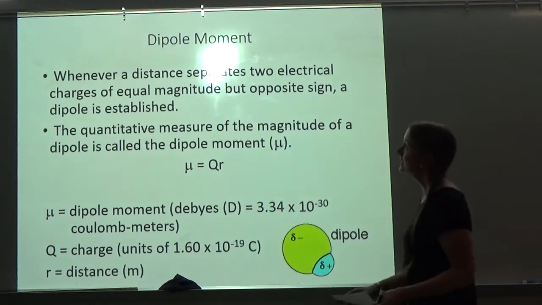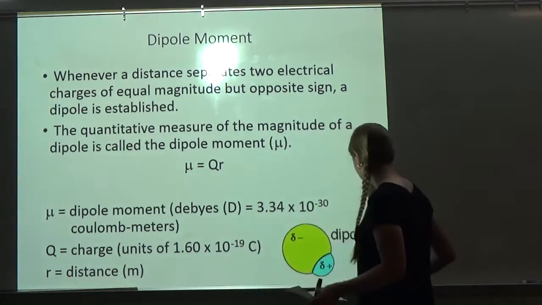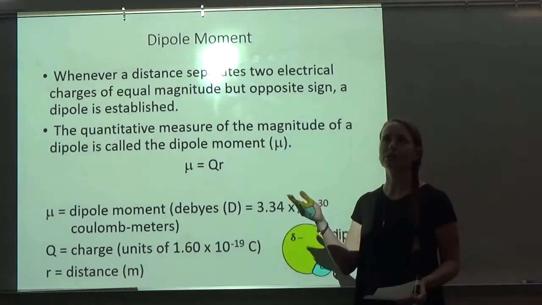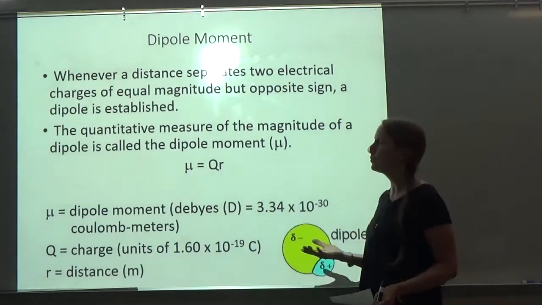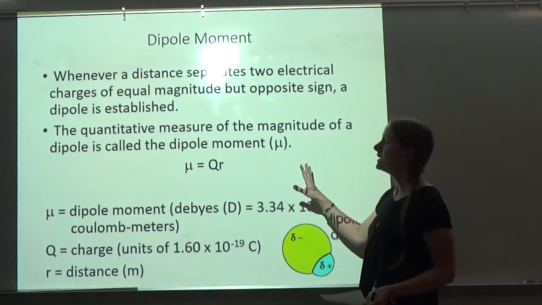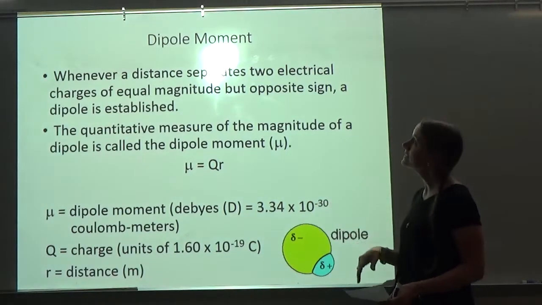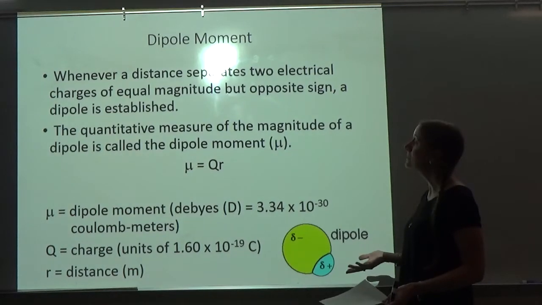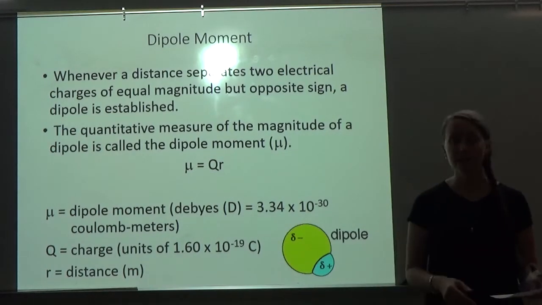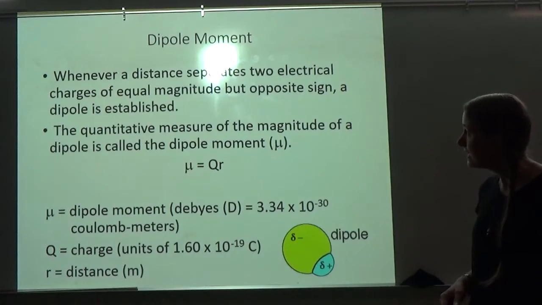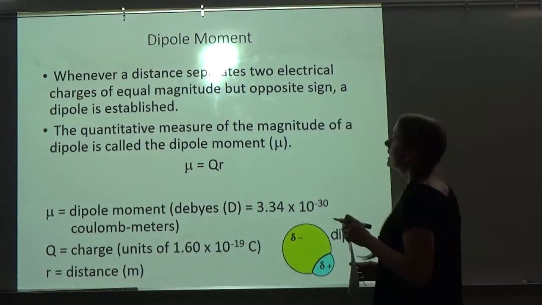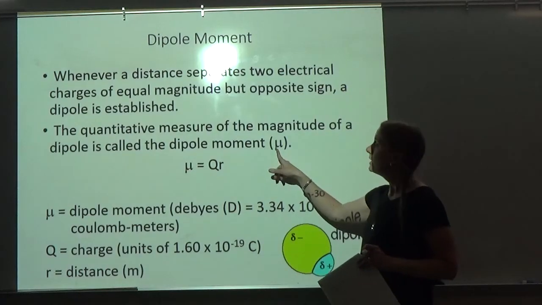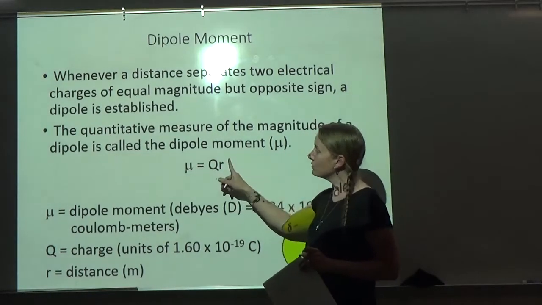Alright, so next let's look at how to calculate the dipole moment, because right now we are just showing which direction the electrons are being pulled. But now we're actually going to calculate the dipole moment. So whenever a distance separates two electrical charges of equal magnitude but opposite sign, a dipole is established. The quantitative measure of the magnitude of the dipole is called the dipole moment, and it's represented by mu. So mu equals Q times R.